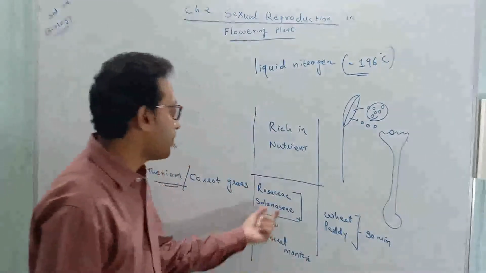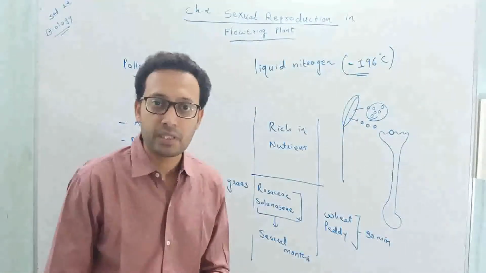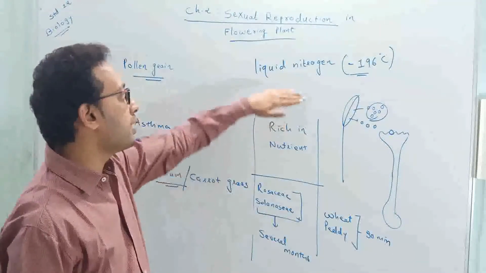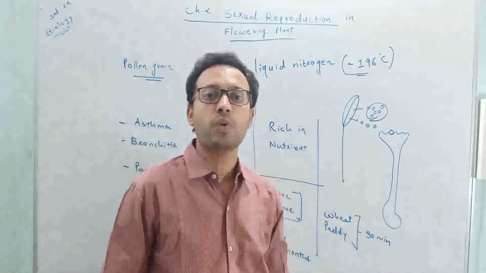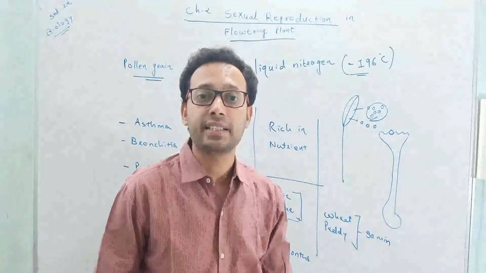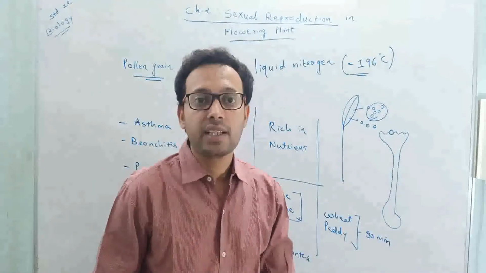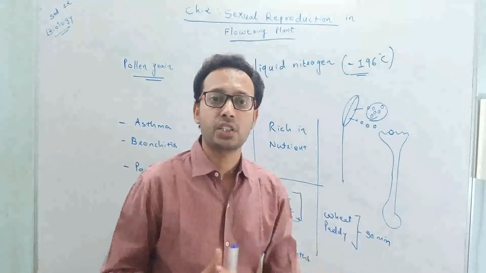In case of plants of Rosaceae family and the Solanaceae family, it can remain viable for several months. You can also preserve this pollen grain at low temperature with the use of liquid nitrogen. Liquid nitrogen provides a temperature of minus 196 degrees Celsius, and that is acting as a pollen bank, and that can be utilized wherever there is a necessity. So that's all about the characteristic of pollen grain.